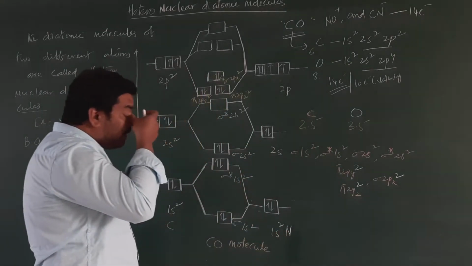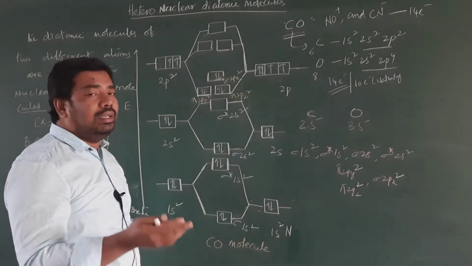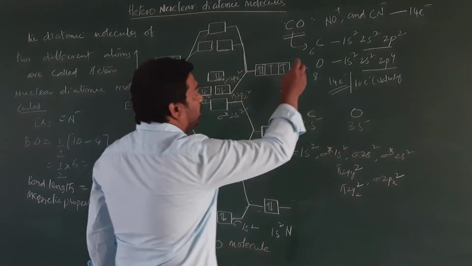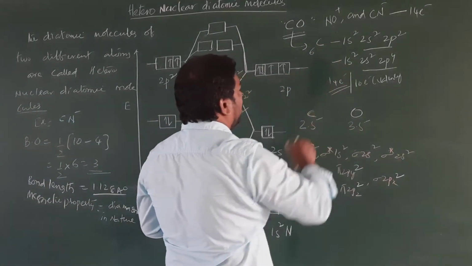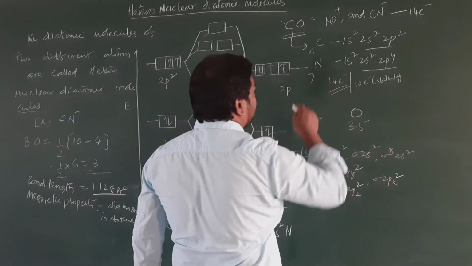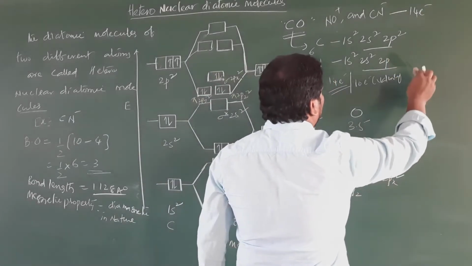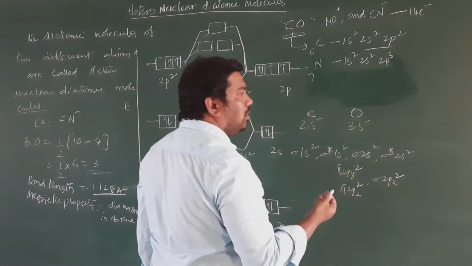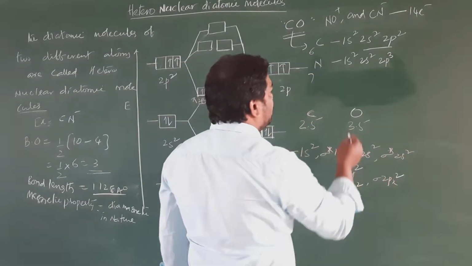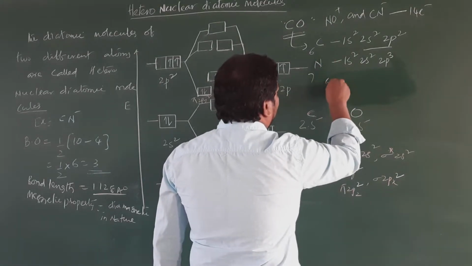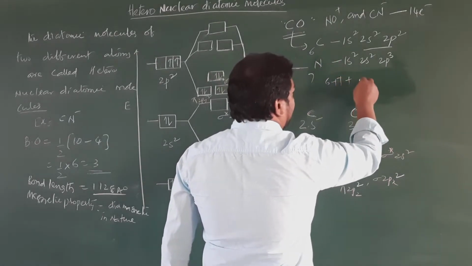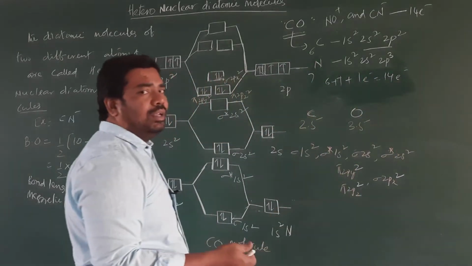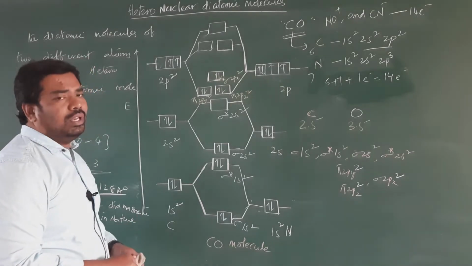So CN minus means one electron is gaining. Carbon atomic number is 6 and nitrogen atomic number is 7. Nitrogen is 1s2, 2s2, 2p3. But here it is getting one electron from the donor side. So 6 plus 7 is 13, and 1 electron, so that is equal to 14 electrons. So it means it is a negative charge. Okay, so here it is a 14 electron system.